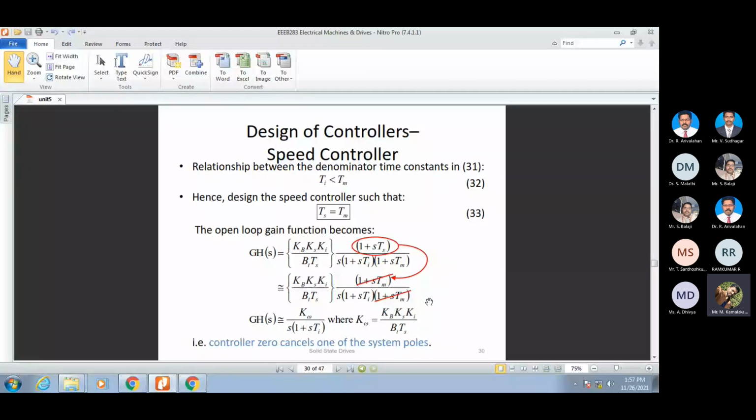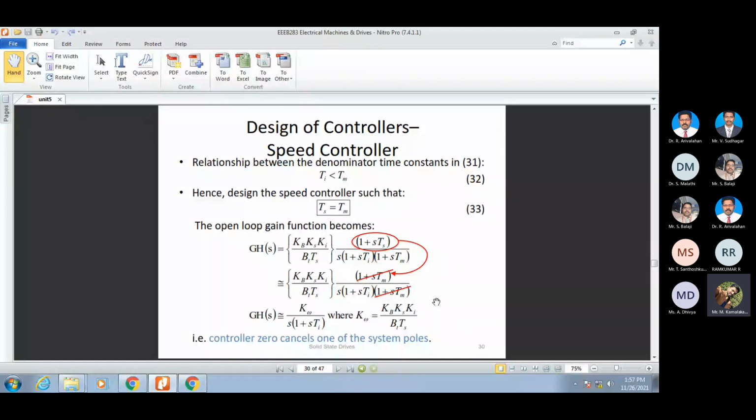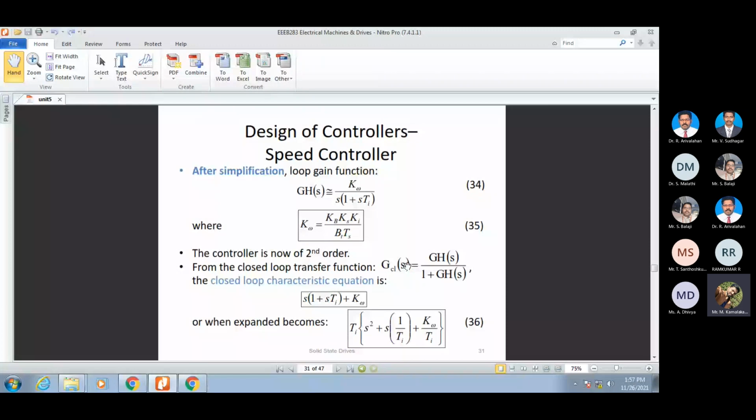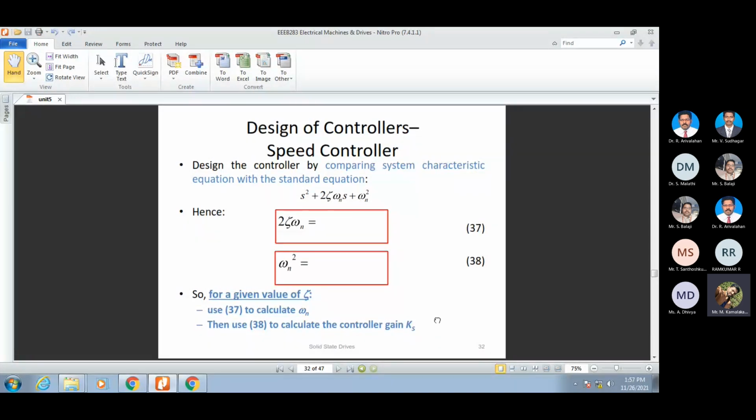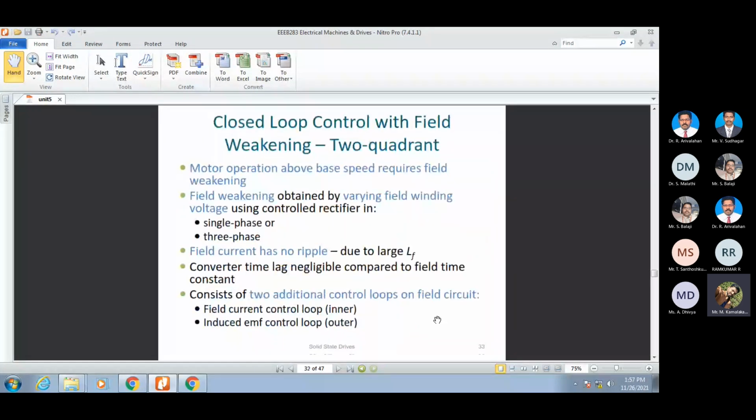With the second order equation, as usual, we know the characteristic equation. With the help of the damping ratio and omega n square, we can compute the exact Ks value, which is the gain of the speed controller system. So here we are getting the second order system. From this open loop function, the closed loop transfer function is of the second order equation, S square plus 2 into damping ratio omega n multiplied with S plus omega n square. With that, we are calculating the exact gain of the speed controller block, which is Ks.